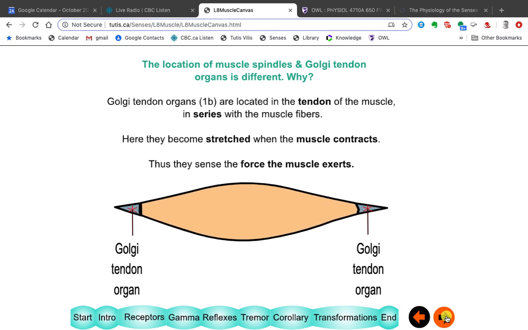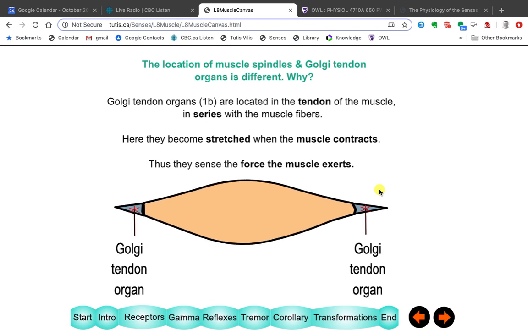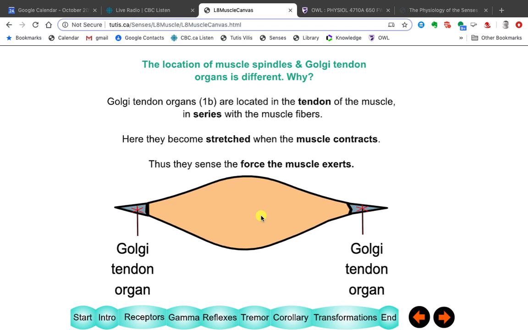Now you can see here the Golgi tendon organ. This muscle is popping a little too quickly. The animation needs a little adjustment. But anyways, when you do an active contraction of your muscles, these things get stretched. And so they are very good at telling you how hard the muscle is being stretched, how much force you're generating.